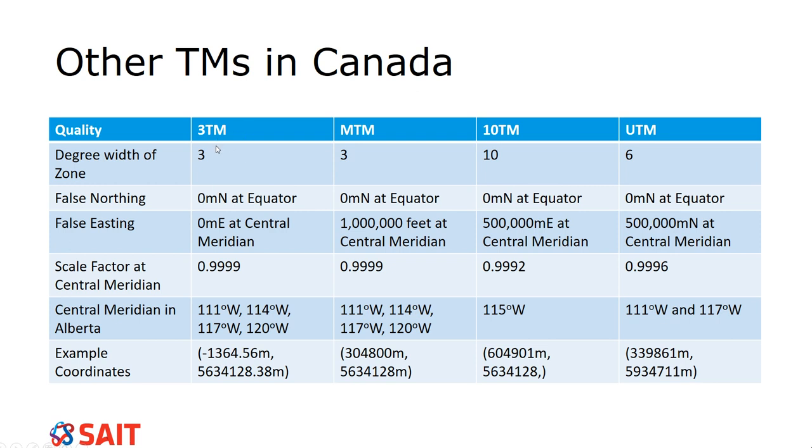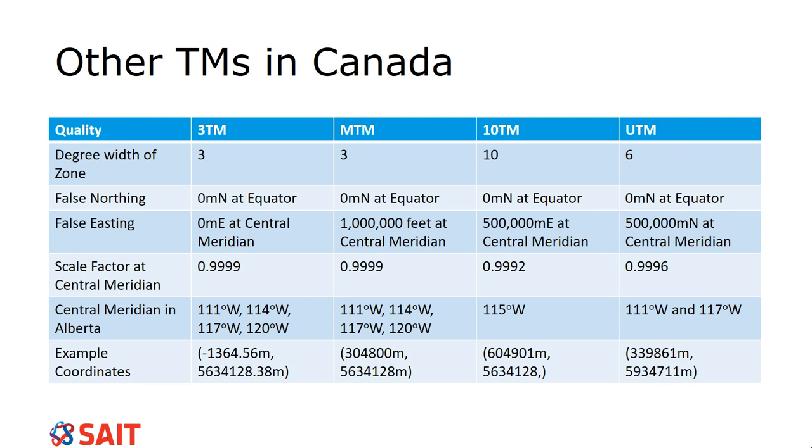So 3TM, the reason why it's called 3TM is because the zones are 3 degrees. So instead of being 6 degrees, they're 3 degrees. If we reduce the size of the zone, we actually reduce the amount of distortion and scale factor that we need to apply. So with this one, we have 0 meters at the equator. As you can see, it's right across the board. That's normal. What is different, though, is that the central meridian is 0 meters east. So now we have negatives and positives. The negatives are on the west side. The positives are on the east side.